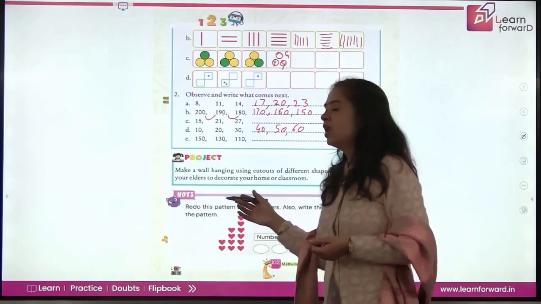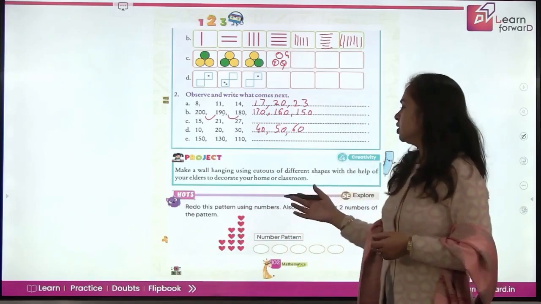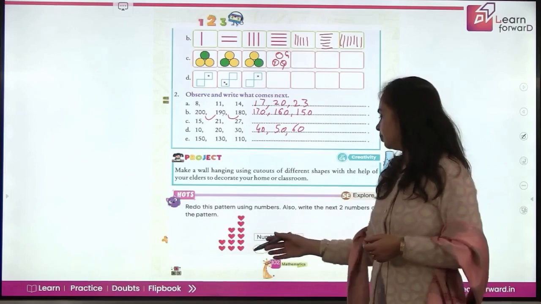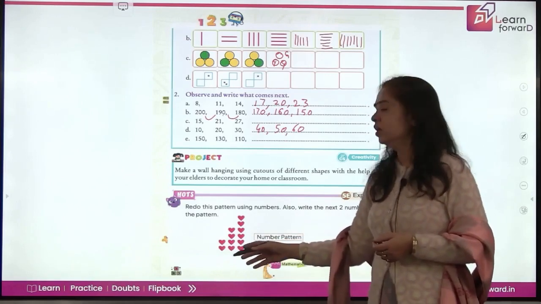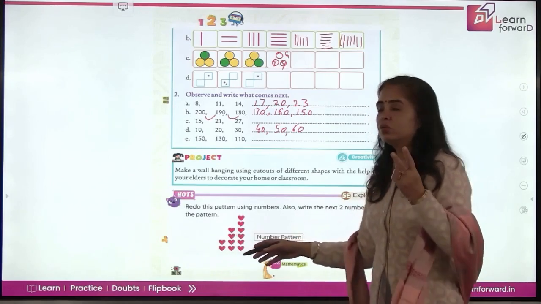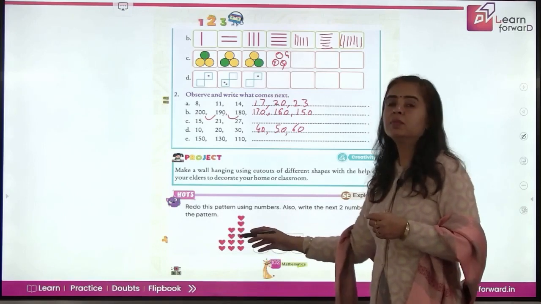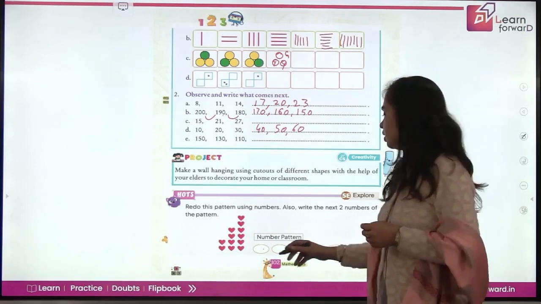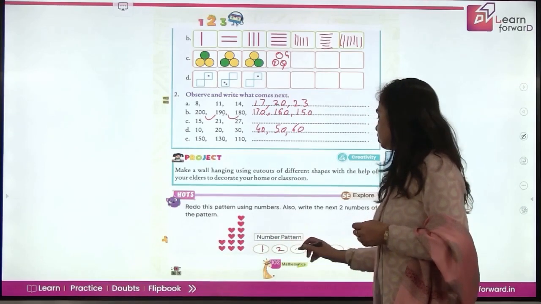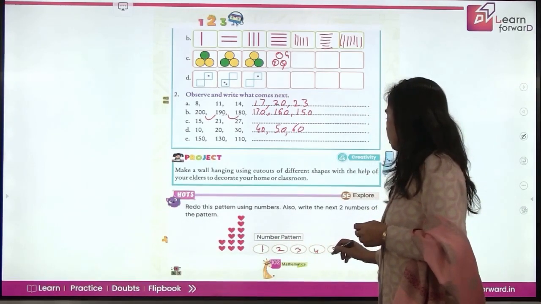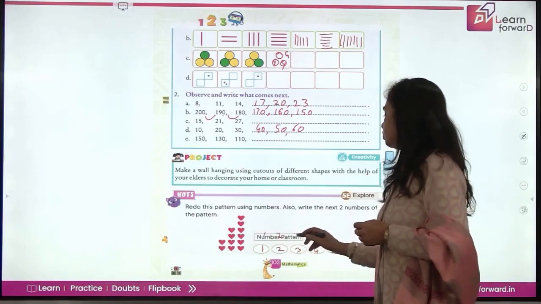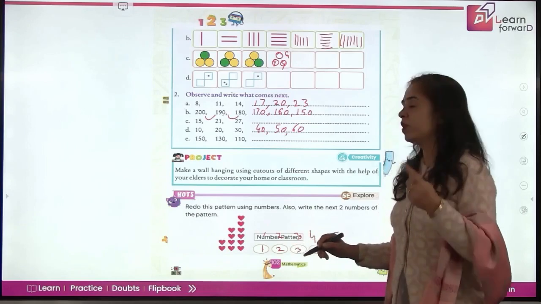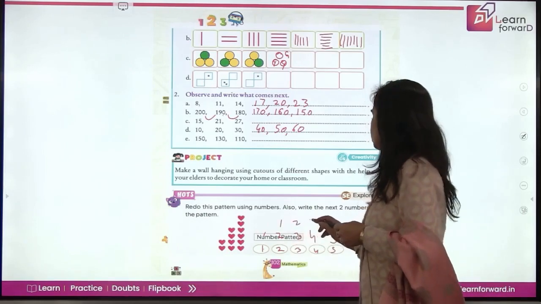Now HOTS. Redo this pattern using numbers. Also write the next 2 numbers of the pattern. So what you have here, you are repeating it 2 times, then reducing. Repeating 2 times, then reducing like this. So if you have a pattern here, what we can do, 1, 2, 3, 4, 5. Again, you will write 1, 2, 3, 4, 5. We are repeating it 2 times. Now we will reduce by 1. So we will have only 1, 2, 3, 4.